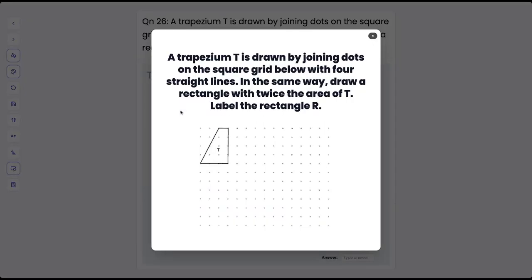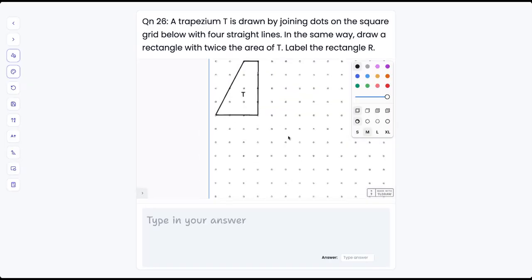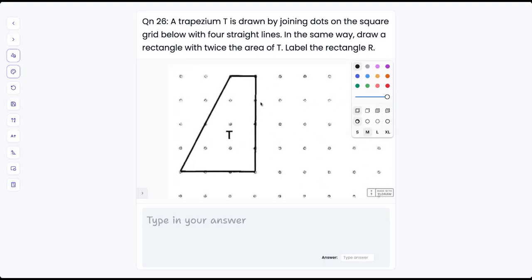Okay, question 26. A trapezium T is drawn by joining dots on the square grid below with 4 straight lines. In the same way, draw a rectangle with twice the area of T and label the rectangle R. Okay, so let's zoom in to T. How do we find the area of T?